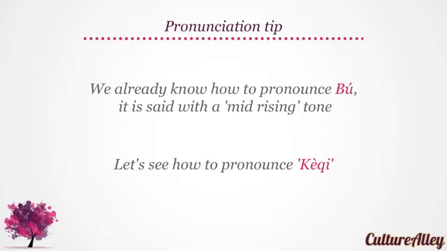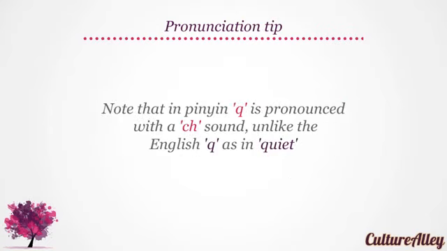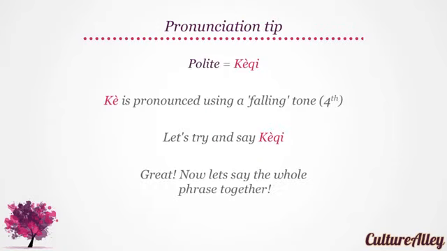We already know how to pronounce bu. It is said with a mid-rising tone. Let's see how to pronounce 客气. Before moving on, it is important to understand that in Pinyin, Q is pronounced with a ch sound, unlike the English Q as in quiet. Now, let's take a look at polite in Mandarin. Polite literally translates to 客气, where k is pronounced using a falling tone and qi with the neutral tone.